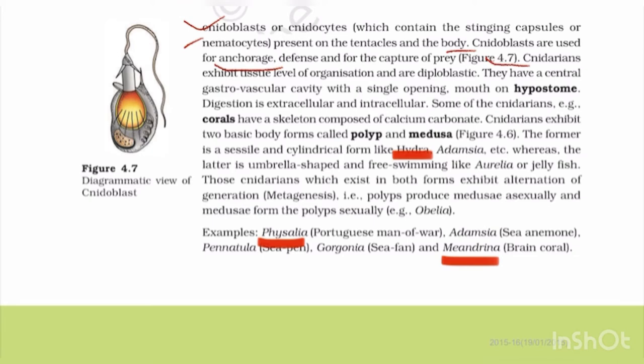The former is a sessile and cylindrical form like Hydra, Adamsia, etc., whereas the latter is umbrella-shaped and free-swimming like Aurelia or jellyfish. Those cnidarians which exist in both forms exhibit alternation of generation, metagenesis, i.e., polyps produce medusae asexually and medusae form the polyps sexually, e.g., Obelia. Examples: Physalia, Portuguese man-of-war, Adamsia, sea anemone, Pennatula, sea pen, Gorgonia, sea fan, and Meandrina, brain coral.